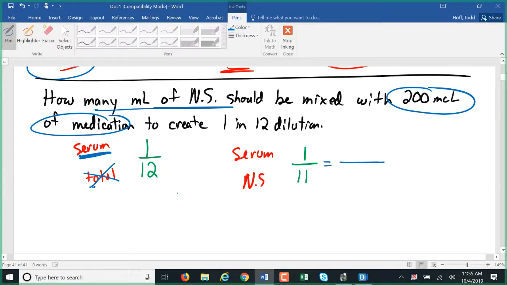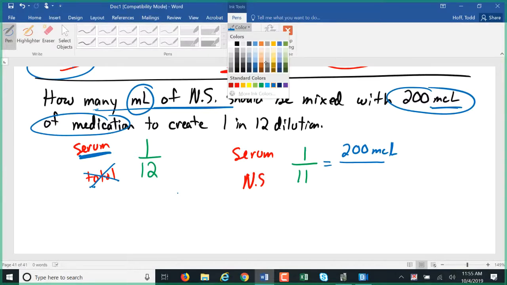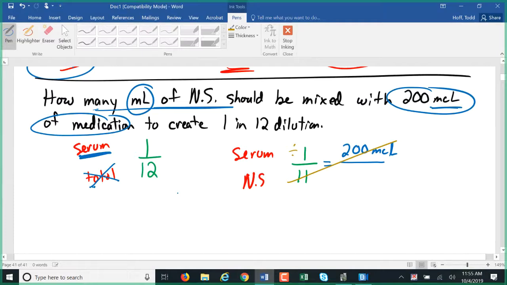Now you may have noticed I asked for milliliters and I gave microliters for the medication, which doesn't affect us in this next step at all. It just means we have an extra step to do at the end. We still put 200 microliters in for the serum, and we are still going to cross multiply and divide. 11 times 200 is 2200. Divided by 1 is still 2200. What units go on this? Microliters, as we discussed a couple weeks ago.